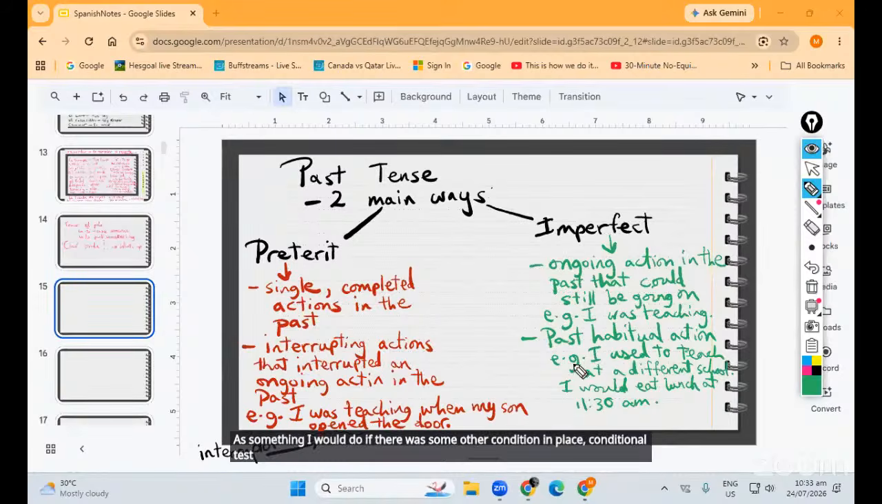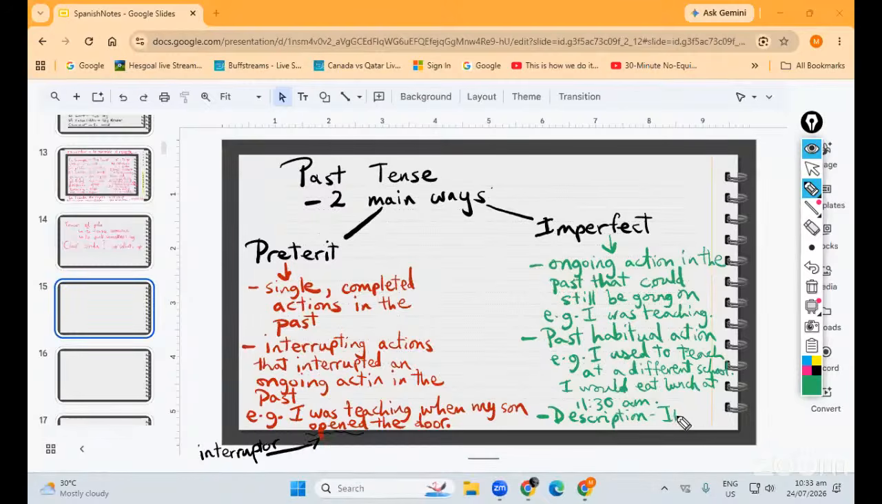All right, so ongoing action, past habitual action, and the last one, description. It was hot. Or better yet, it was sunny. Right? So this is our note to remind us of the uses of the preterite and of the imperfect. I'm going to give you 2 minutes and then I want to go through the endings.